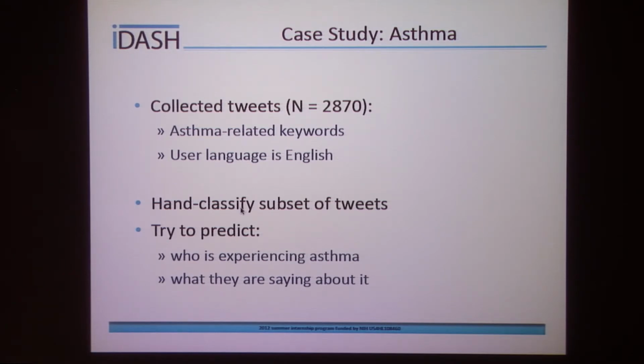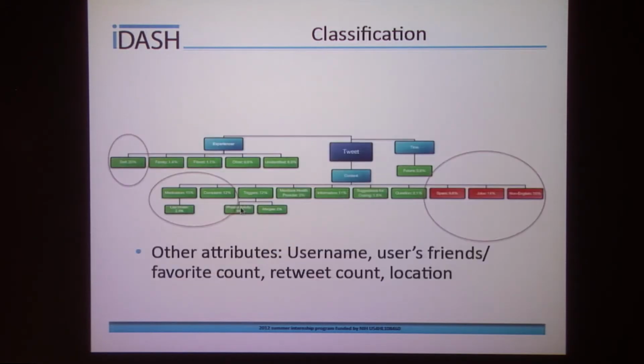And then we've hand classified a randomly sampled subset of the tweets, and we've been trying to predict who exactly is experiencing asthma and what they're saying about it. So here in this graph, it's quite large. Don't worry too much about it. Basically, all it's trying to explain to you is that we're trying to predict things about who's experiencing asthma, what the content of their tweet is, and the temporality of what they're tweeting about.